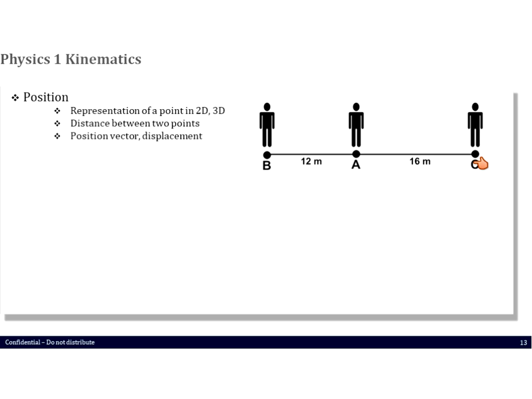12 plus 16 is equal to 28. Okay, so from A to B, 12, and then of course the person went from B to C. So first the person got from B to A, 12 plus 12, 24, and then A to C, that is 16. So the answer is 40 meters. The distance is 40 meters. What is displacement?